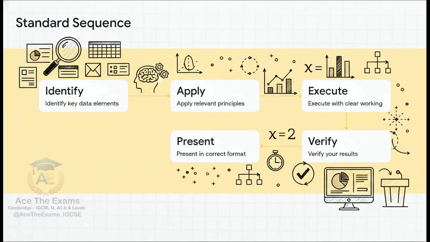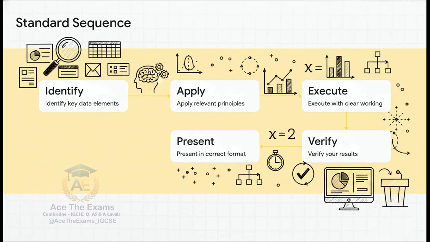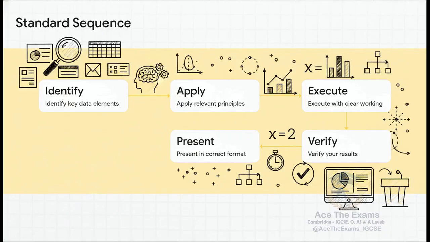Step 1. Identify the key elements, discrete or continuous data. Step 2. Apply the relevant principles. If it's continuous with unequal class widths, you instantly trigger the frequency density protocol. Step 3. Execute your analysis with crystal clear working. Don't just punch it into your calculator, write the class boundaries down.